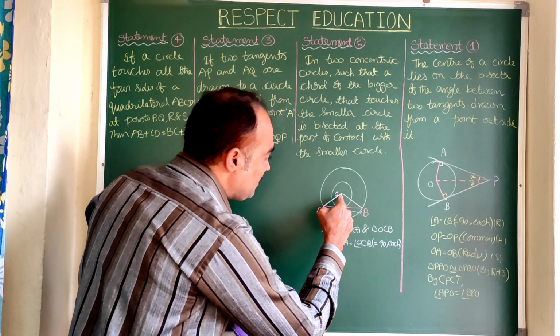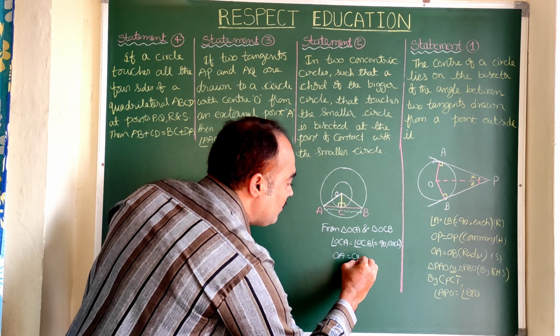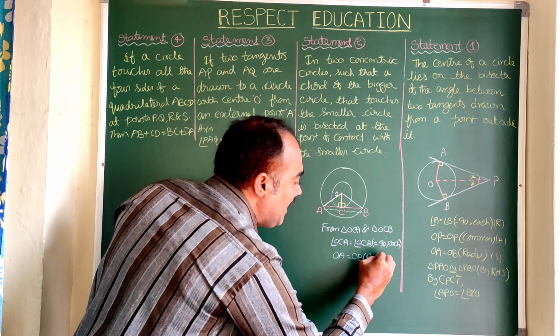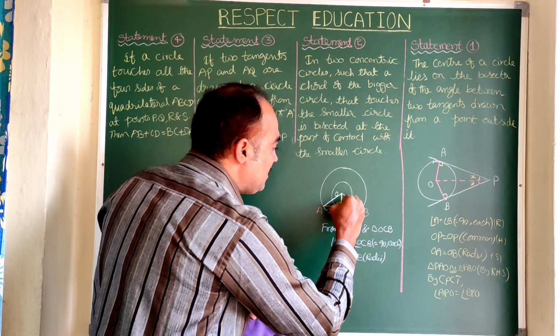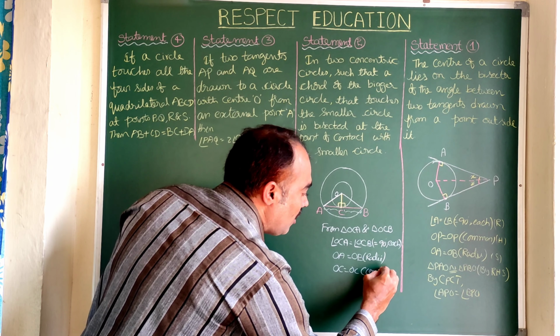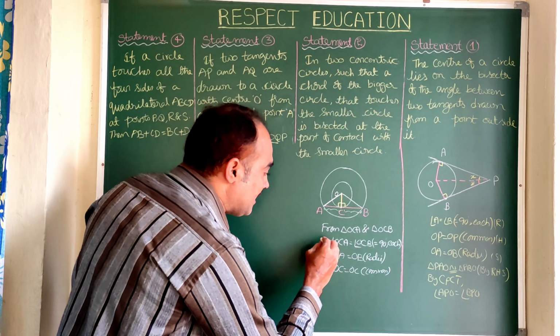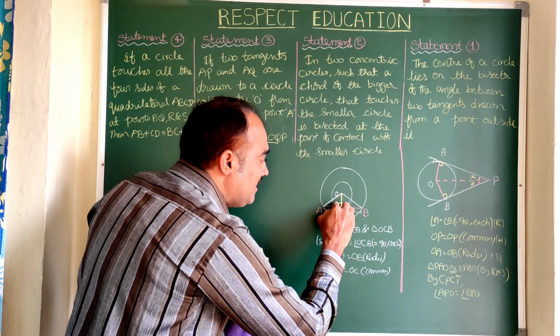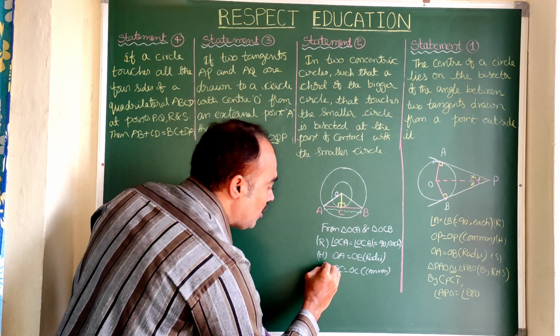Next, one more thing we can take, OA is equal to OB. Those two are the radii of the same circle. And one more thing is that OC is the common side. OC is equal to OC. So as it is 90 degrees, we can take it as a right angle, and if it is a right angle, OA and OB both are the hypotenuse, and here OC is the common side.